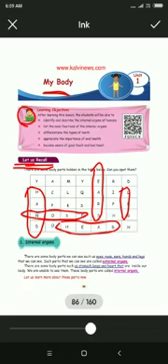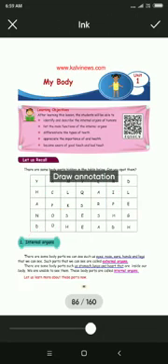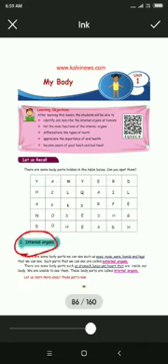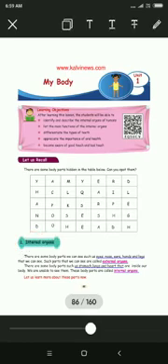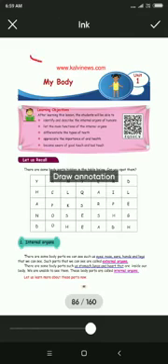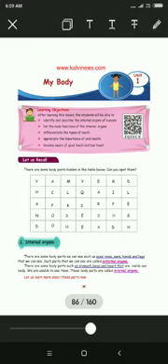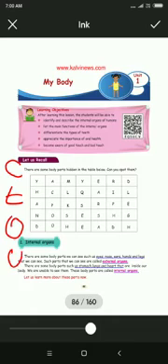First one, internal organs. In means inside. So the organs present inside our body are called internal organs. First we will learn about organs. What is an organ made up of? A living organism is made up of cells. A group of cells joined together forms tissues. A group of tissues joined together forms organs. A group of organs joined together forms an organ system. So an organ is made up of a group of tissues.